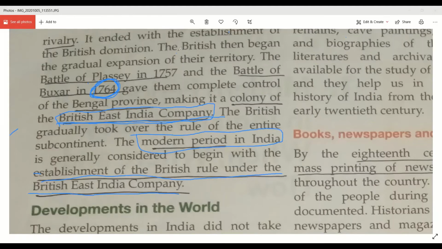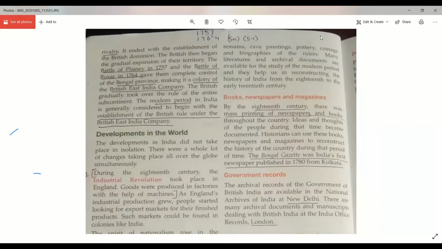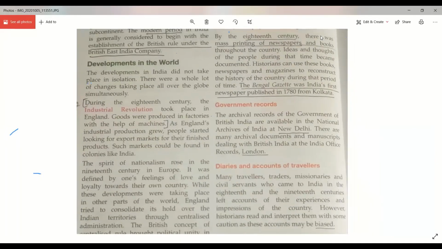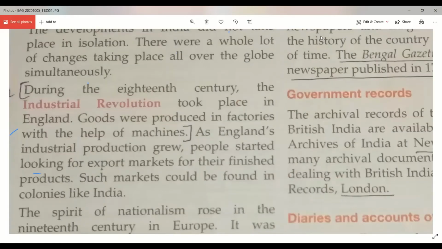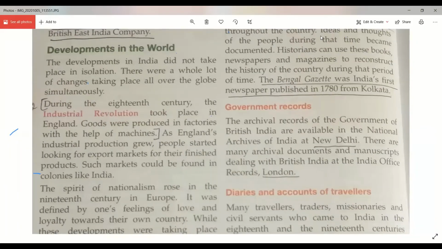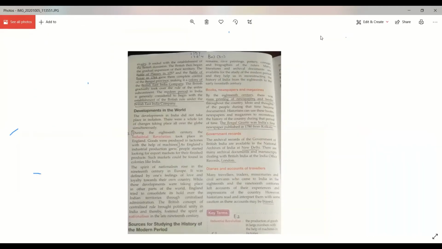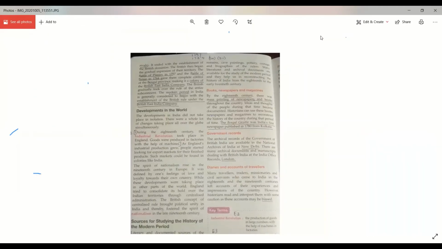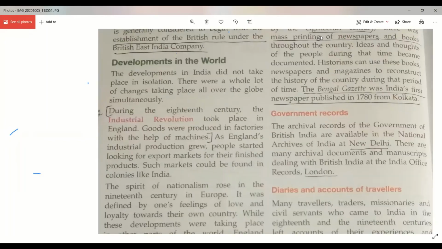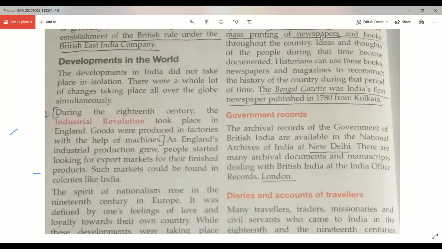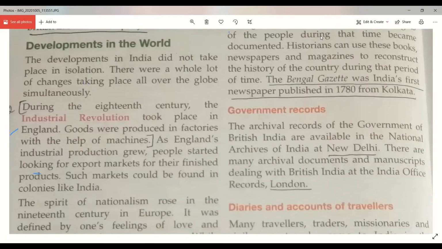Okay. Now, when this was happening in India, what was happening all around the world? We will see this and we will close for today. This is the last topic that we will cover for today. That is what happened in the world when the British were capturing and colonizing India.